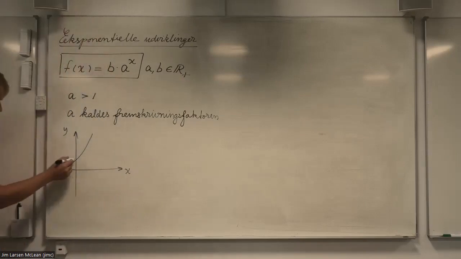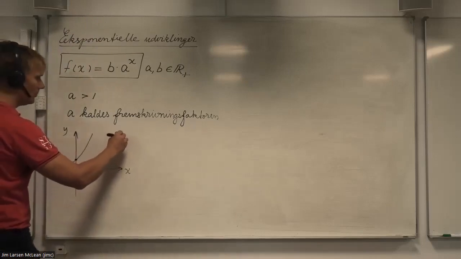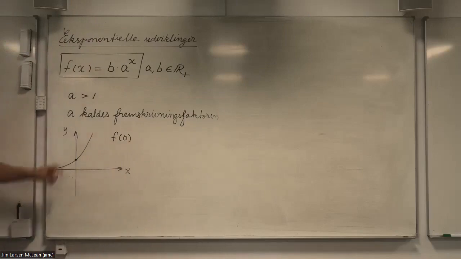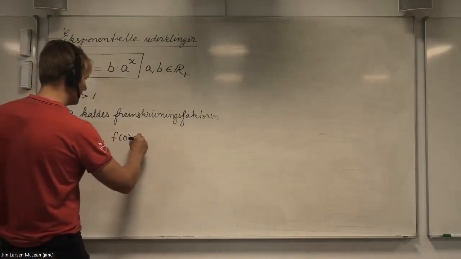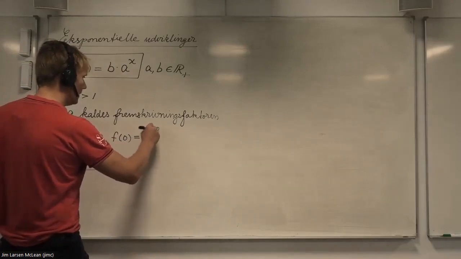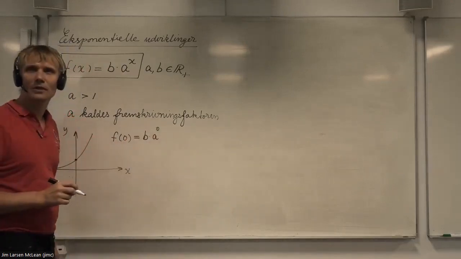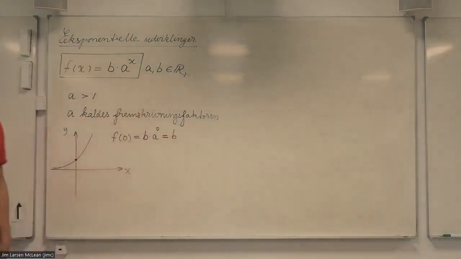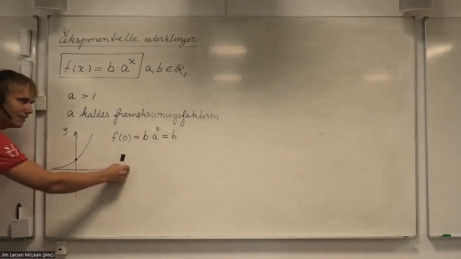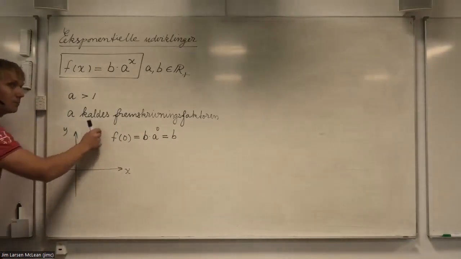And the place where it intersects the y-axis, you can figure that out just by asking, what does f of 0 give? So if I set x to 0 in the function, it says b times a to the 0. But since a to the 0 was defined in the last lecture to be 1, it just gives b times 1, which is just b. So this is called the initial value for an exponential function. If it's physics, the clock starts here. If it's time out along the x-axis, then it proceeds exponentially.